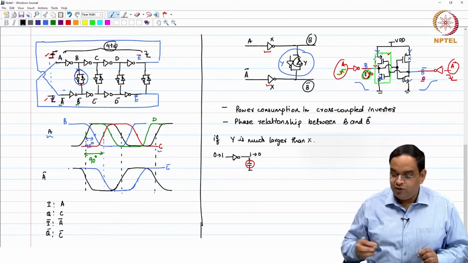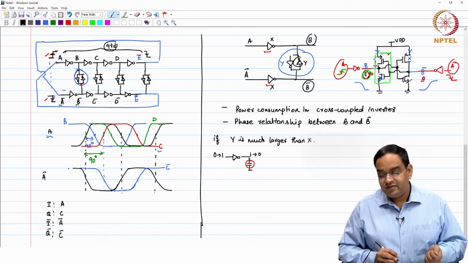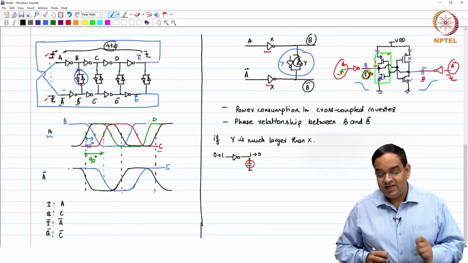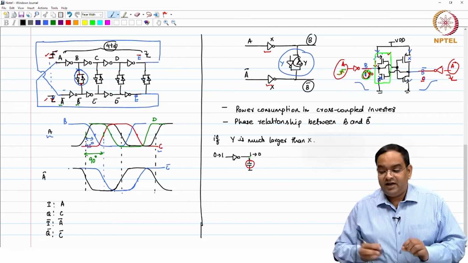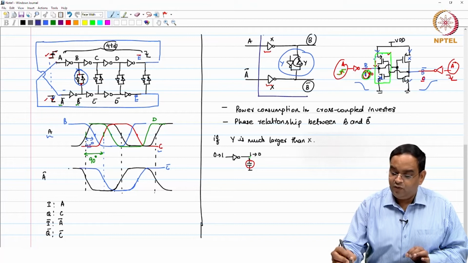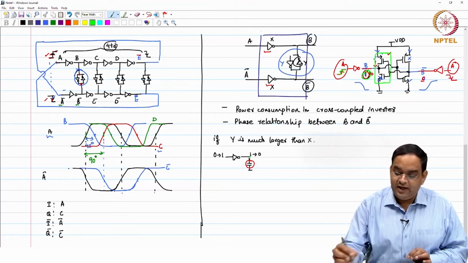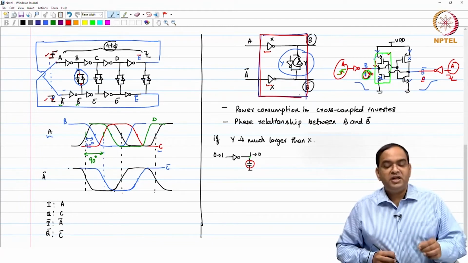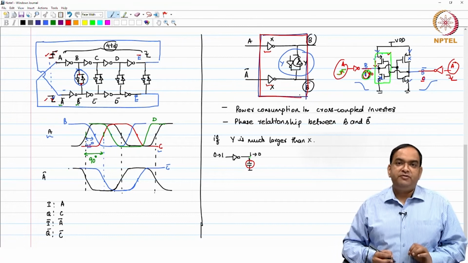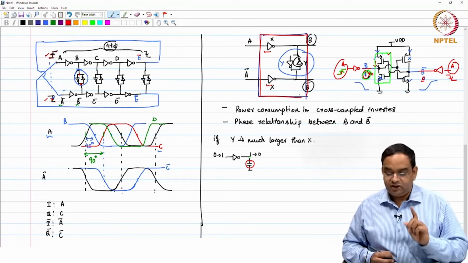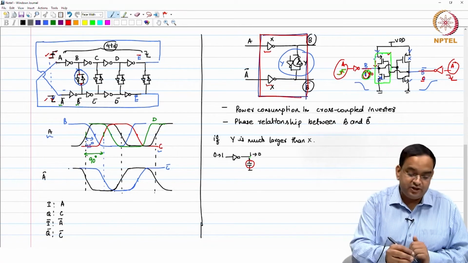So, if you increase the size of the cross coupled inverter to be much larger, then the effective delay of this circuit will increase, and if the delay of this circuit increases, then the maximum frequency of operation for a pseudo differential ring oscillator will reduce. So, that is something you cannot make much larger.